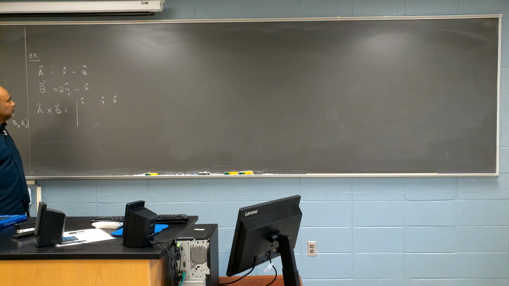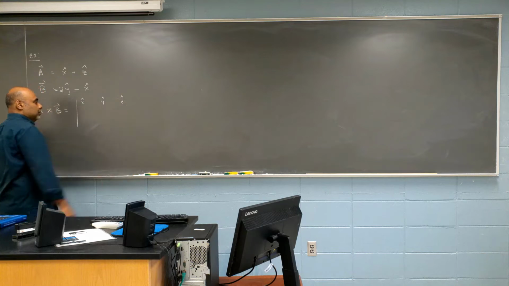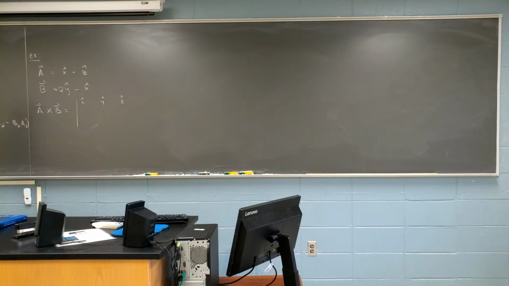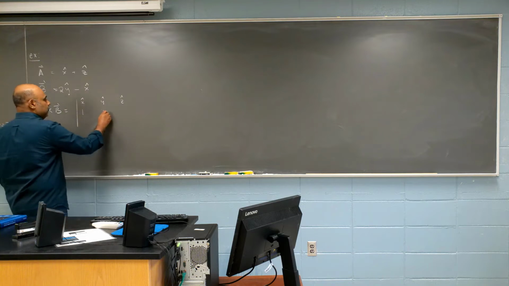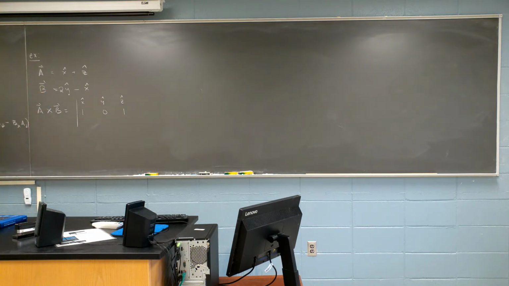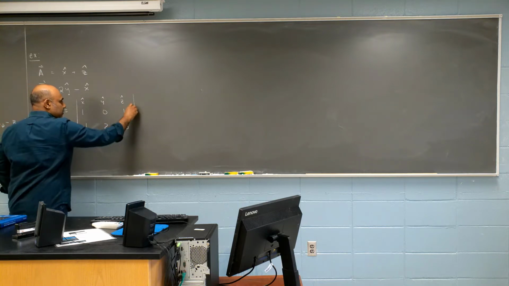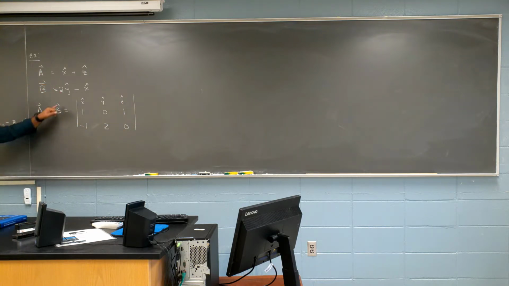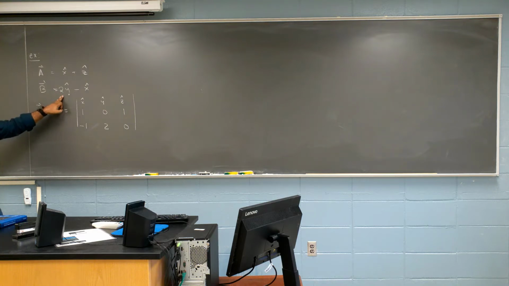What's the x component of A? Just 1. So 1, 0, and then 1. Good. James, you tell me the next row. Negative 1, 2, and then 0. Good. It wasn't intentional, but I could just as well put the x hat here instead of there. So don't make this the x component. It's not the first one.